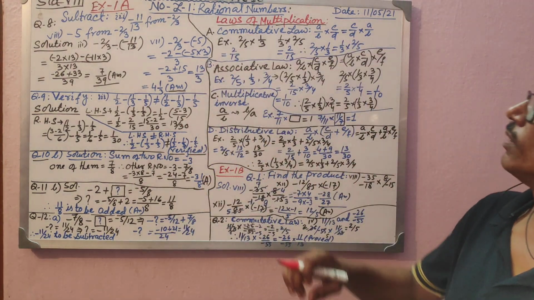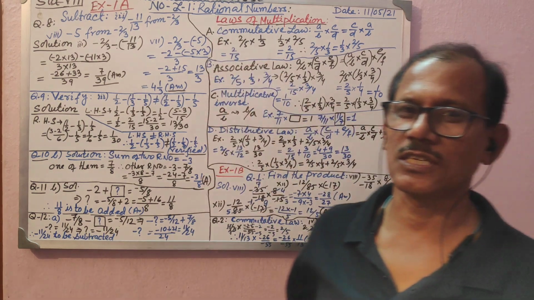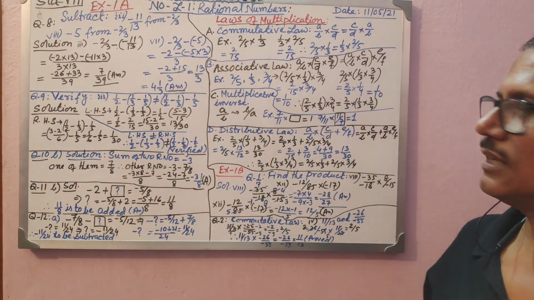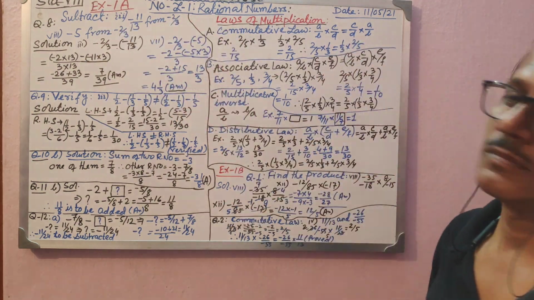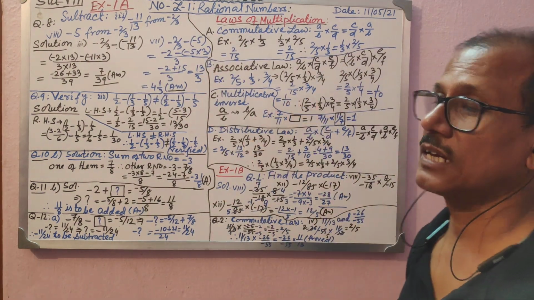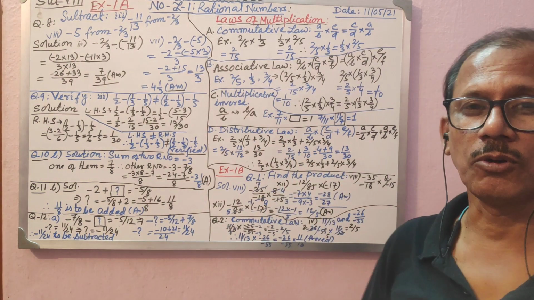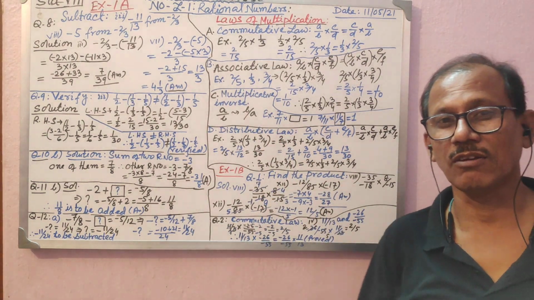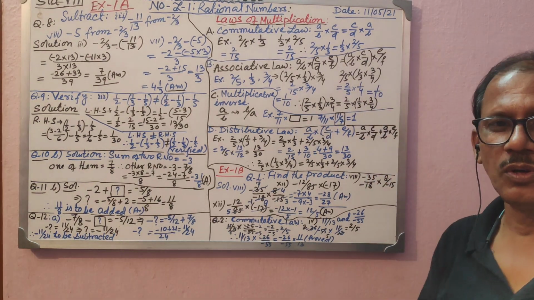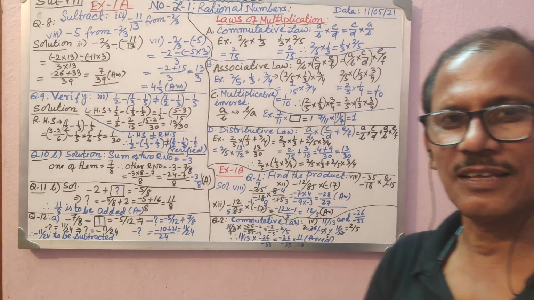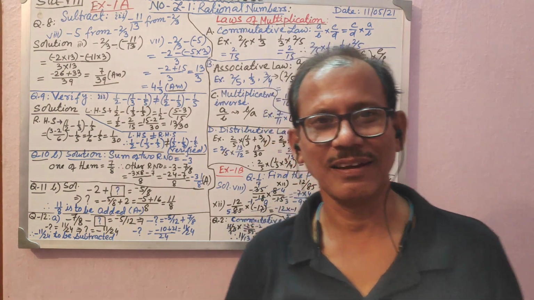Okay, I will move on to next. Our lesson is number system, lesson 1, that is rational numbers. You have learned about the properties and all. Just remember, you have done addition and subtraction, 2 operations. You have to do 2 more operations: multiplication and division.